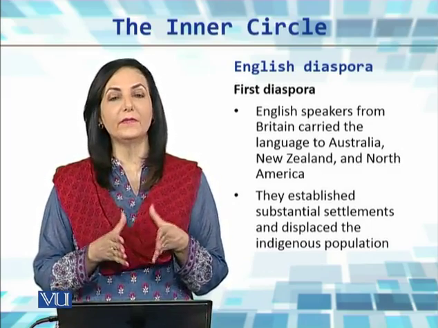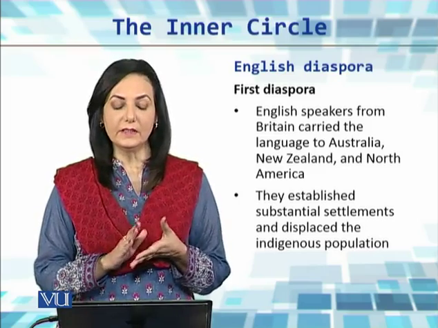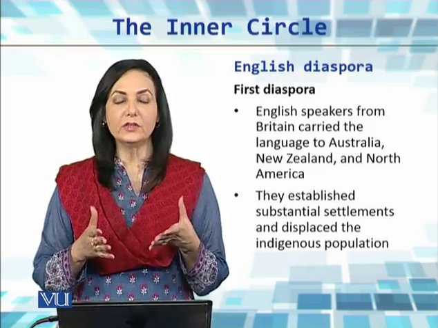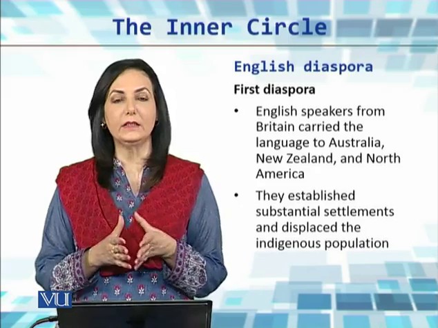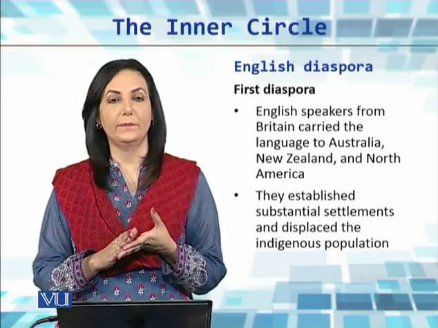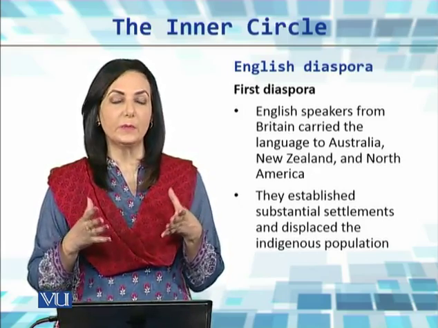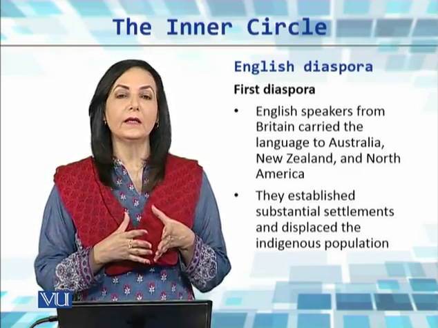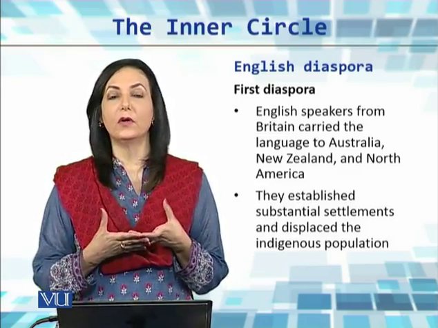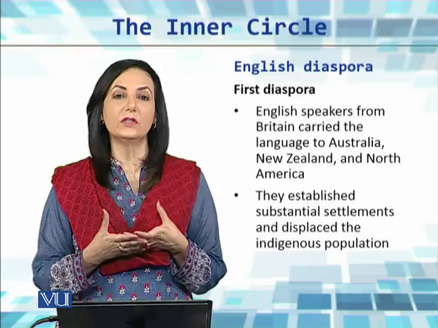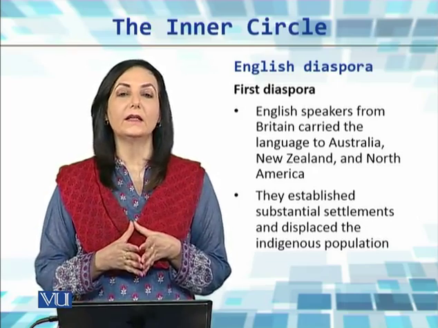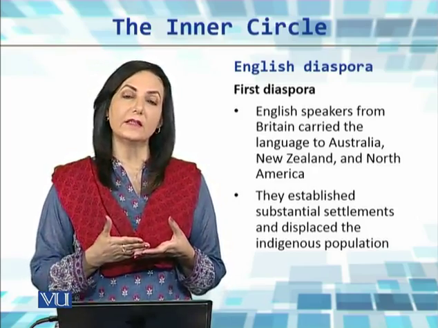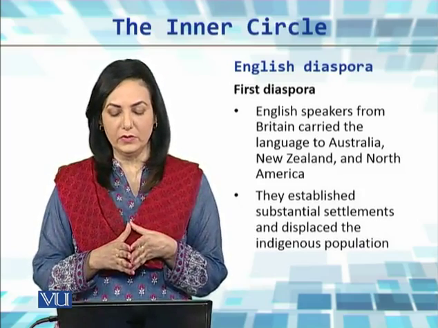English diaspora, we have more than one English diaspora actually. The first diaspora was when speakers from Britain established their settlements in Australia, New Zealand, mainly in North America and Australia. So what happened was a large number of English speakers from Britain migrated to North America and Australia. They migrated to these countries in search of greener pastures. So they established large settlements in these countries. And then later on, in some cases, some had brought their families with them. And in other cases, they later on brought their families to these countries.